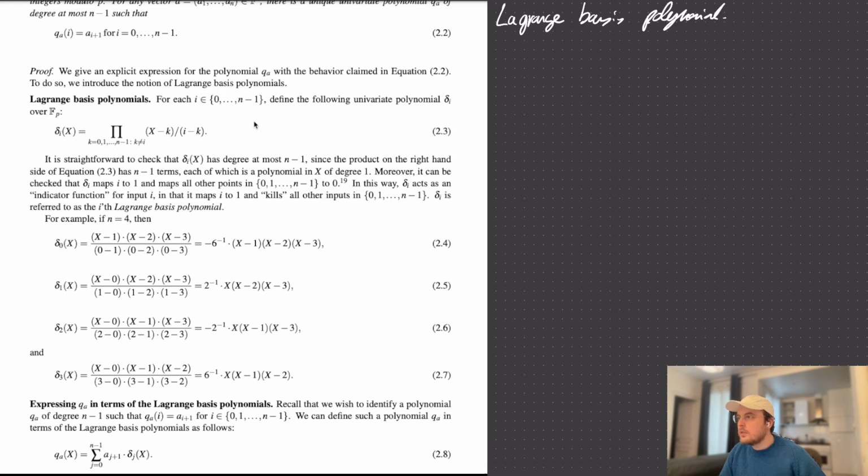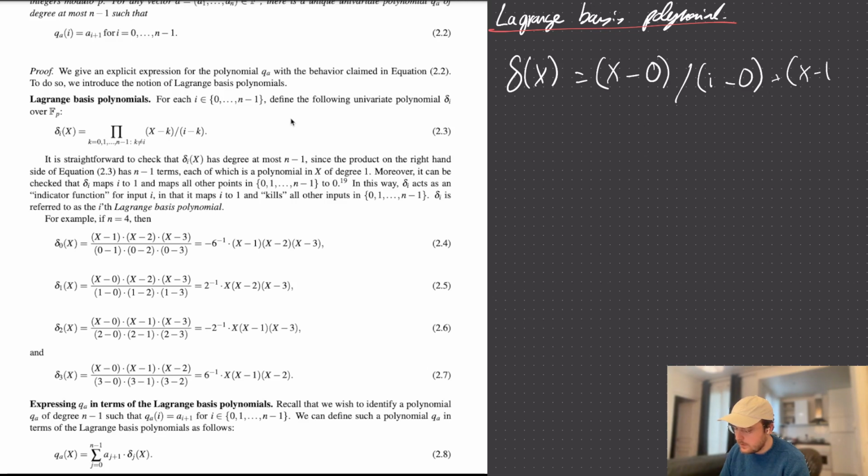Okay. X minus k. So the polynomial would be something like, I don't know how to write it, but zero. Okay. So this will be the polynomial.